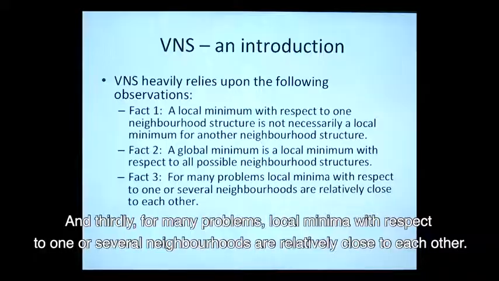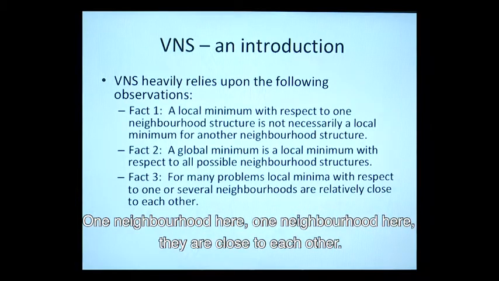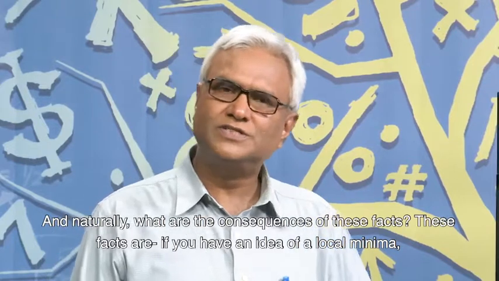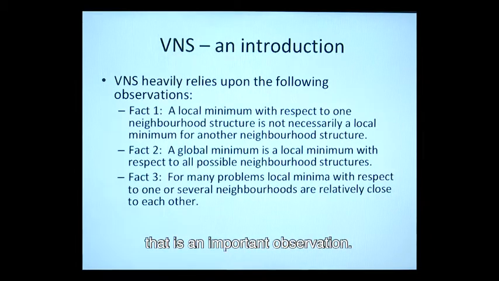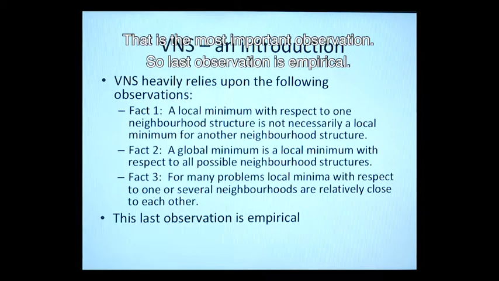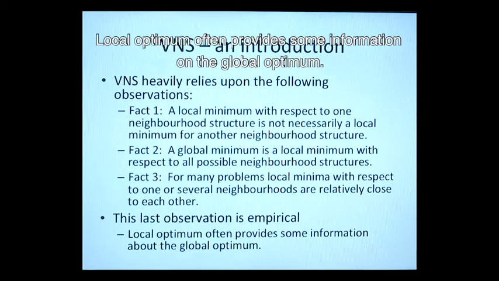And thirdly, for many problems, local minima with respect to one or several neighborhoods are relatively close to each other. One neighborhood here, they are close to each other. And naturally, what is the consequence of these facts? If you have an idea of the local minima, that is the most important observation. So the last observation is empirical: local optima often provide some information on the global optima.